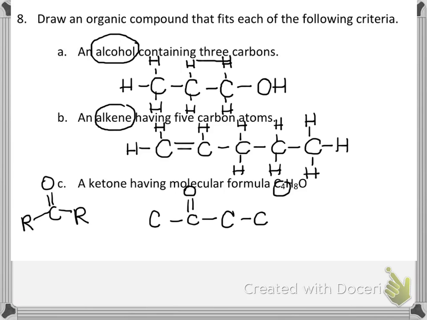So right now in my structure I have my 4 carbons and my 1 oxygen, and I need to finish off by adding hydrogens, so everybody has 8 electrons or 4 bonds. And I'm going to count up my hydrogens at the end and make sure that I only used 8. So 1, 2, 3, 4, 5, 6, 7, 8. So there's a ketone that has the formula C4H8O.